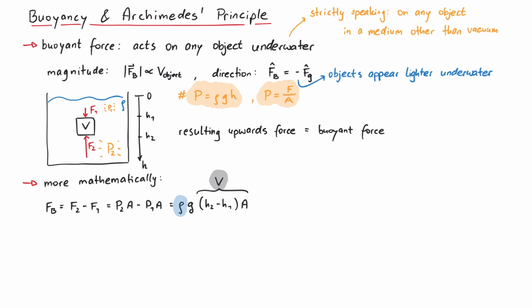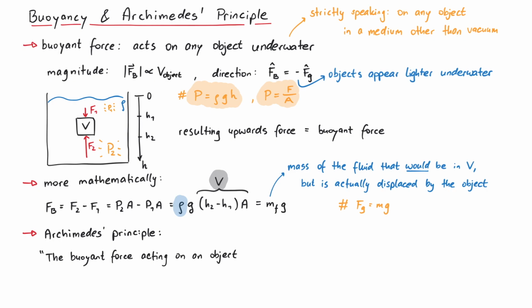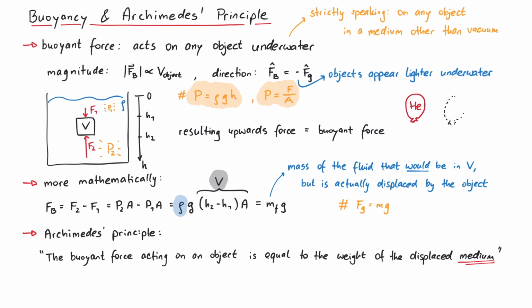Furthermore, density times volume is mass. In particular, this m_F denotes the mass of the fluid that would be in the volume V, but is actually displaced by the object. This looks like a gravitational force. Here we already found Archimedes' principle. The buoyant force acting on an object is equal to the weight of the displaced medium. This is not only true for fluids, but for any medium. For instance, Archimedes' principle is the reason why a balloon filled with helium can float. Helium is simply lighter than the same volume of air.